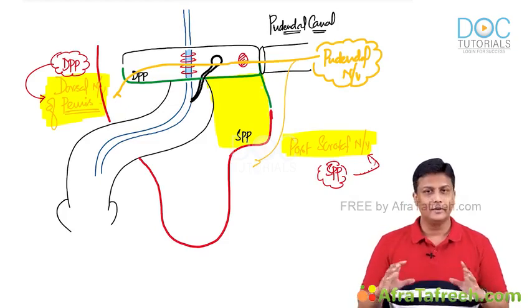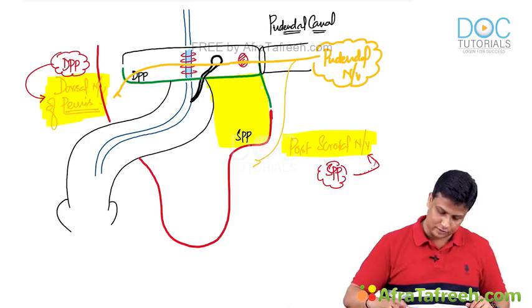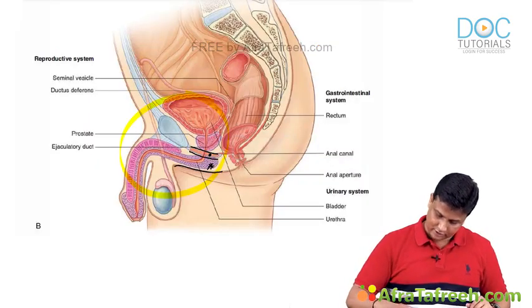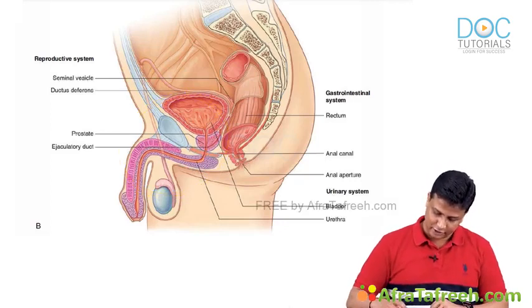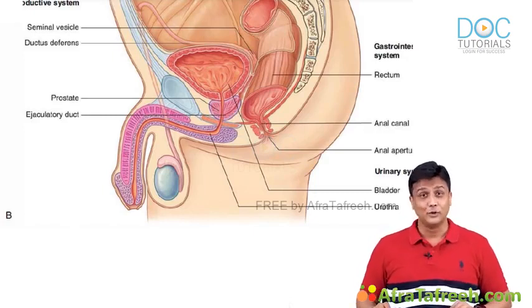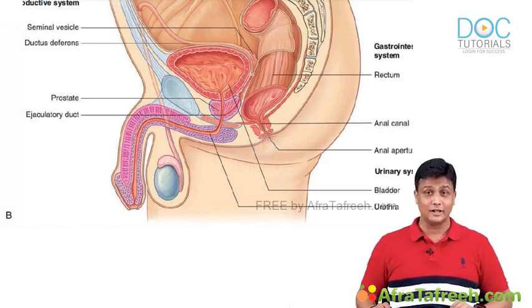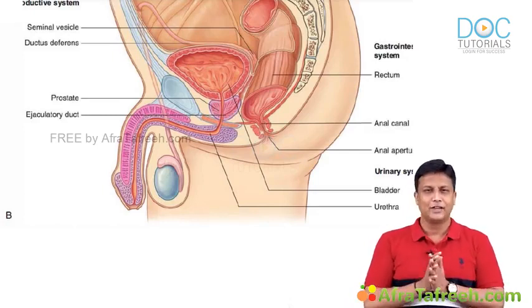Now once you are comfortable with the superficial perineal pouch and the deep perineal pouch, the boundaries and contents of that, let me just finish this topic by telling you about the clinical aspect, the clinical correlation here, guys. And that clinical correlation is about extravasation of urine. Okay, if there is a rupture of this urethra, then what is going to happen? There will be extravasation of urine.